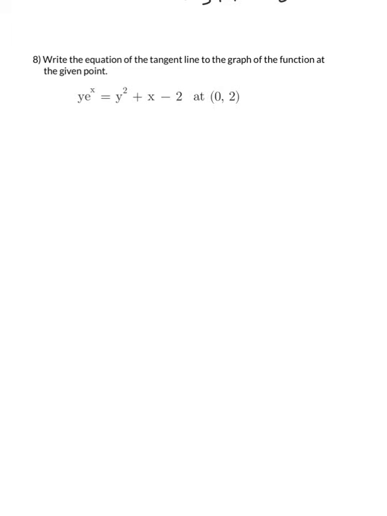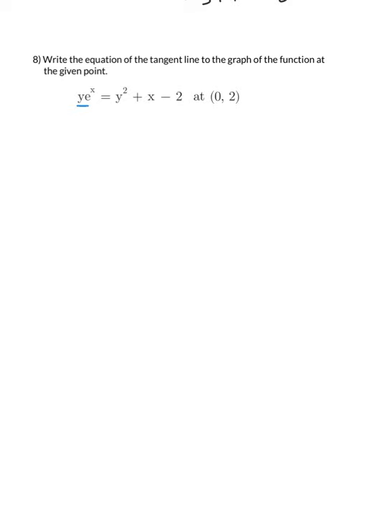On the last example, we are asked to write the equation of the tangent line to the graph of the function at the given point. So this time we want to go all the way through to the equation of the tangent line, but we still need the derivative. And notice that this first term on the left side has both a y and an x in it. So it will require the product rule, where y is the first term and e to the x is the second term.